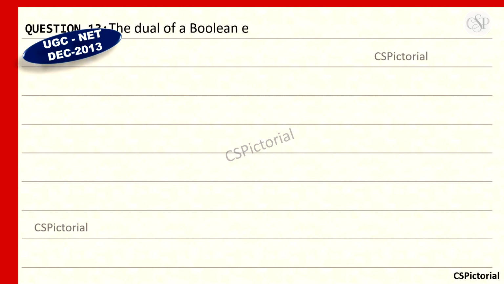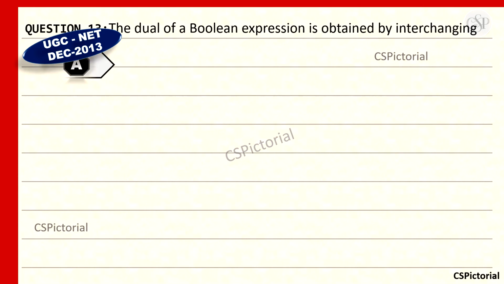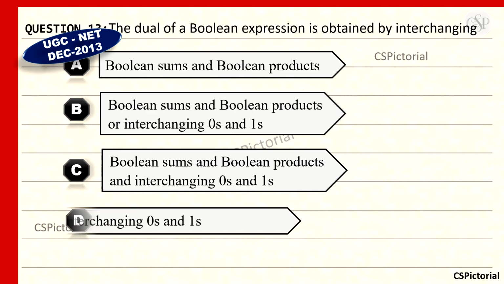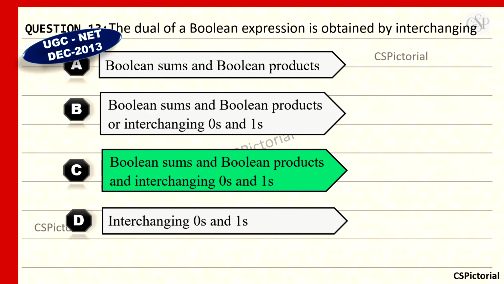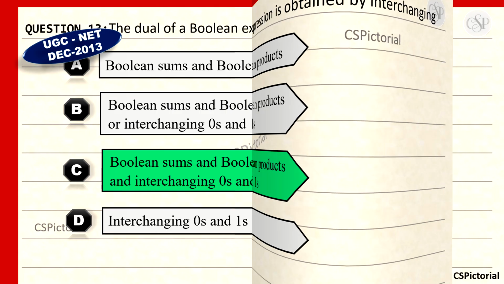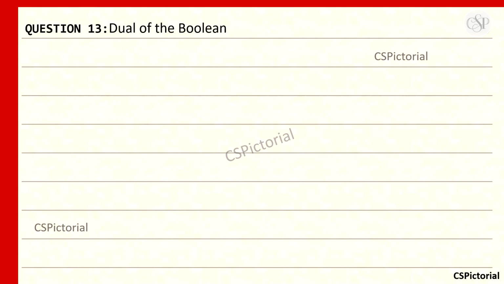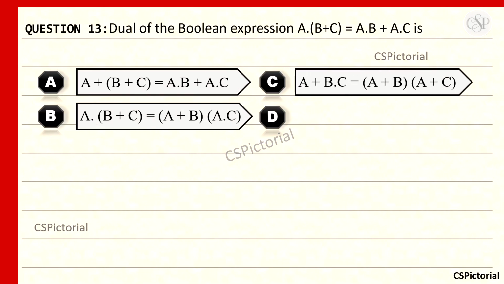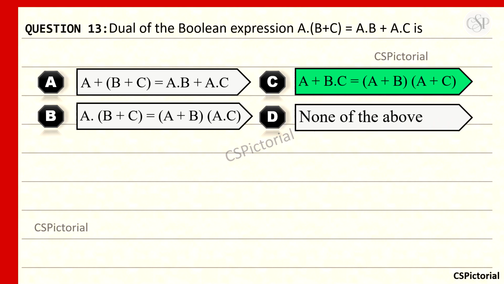The dual of a Boolean expression is obtained by interchanging Boolean sums and Boolean products and interchanging zeros and ones. Dual of the Boolean expression A into B plus C equal to A dot B plus A dot C is option C, A plus B dot C equals A plus B into A plus C.